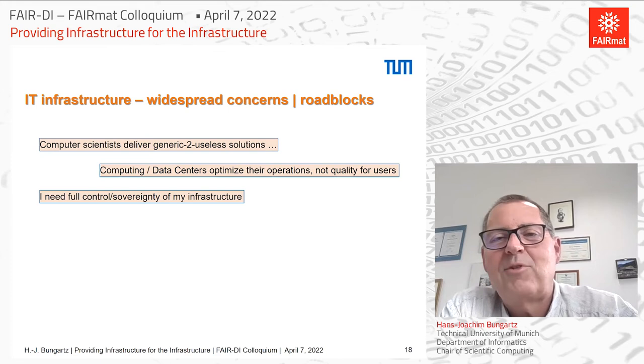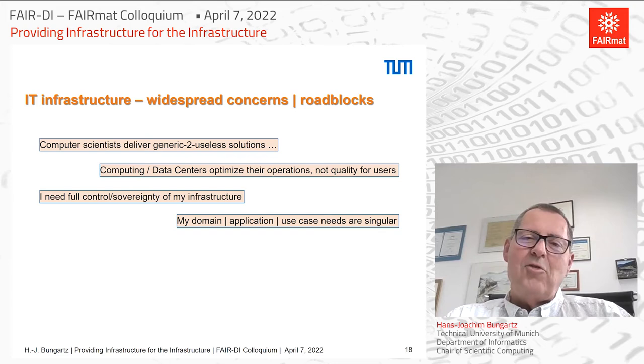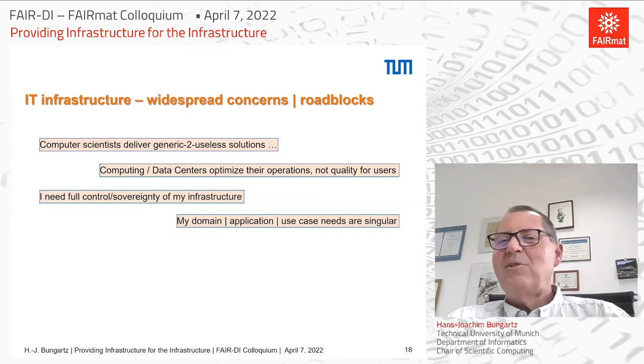Then, of course, there is this conviction of many domain scientists that everything they are doing is extremely singular and not comparable to anything else. One has to be careful there. To a very significant percentage, 50, 60, 70%, I don't know, this is probably true, but there's also a significant part where this is not true, where a more generic solution is helpful and, of course, much more economic.